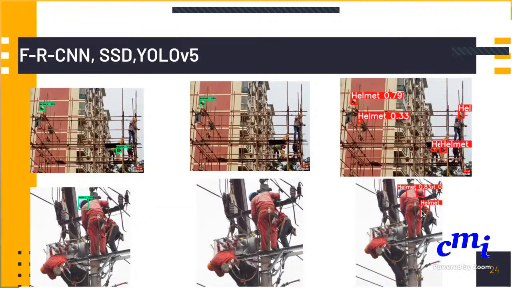I'm not sure how it's detecting this helmet there. Actually, there's no helmet there. I think there is no helmet there, but there is a helmet on the lower one. Yeah, there is a helmet there, but it's not able to detect it. But on the upper image, it does a pretty good job of detecting the helmet.